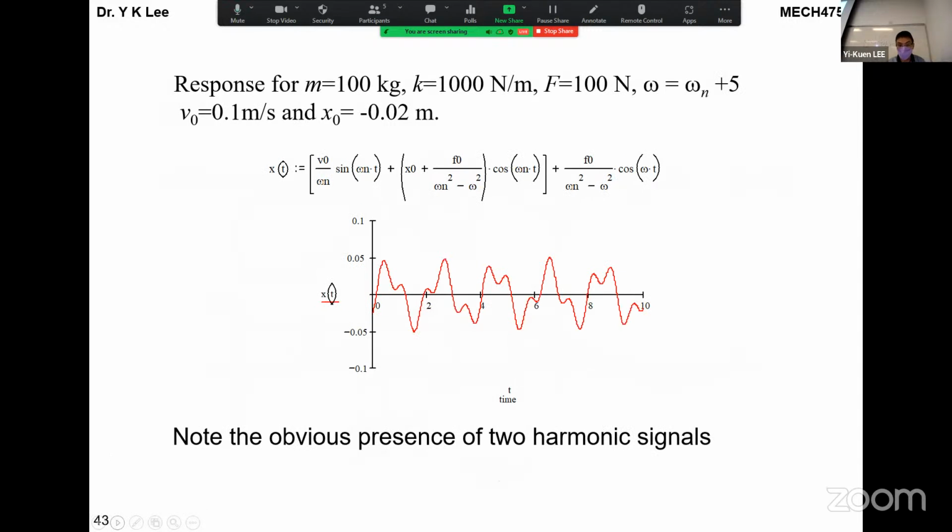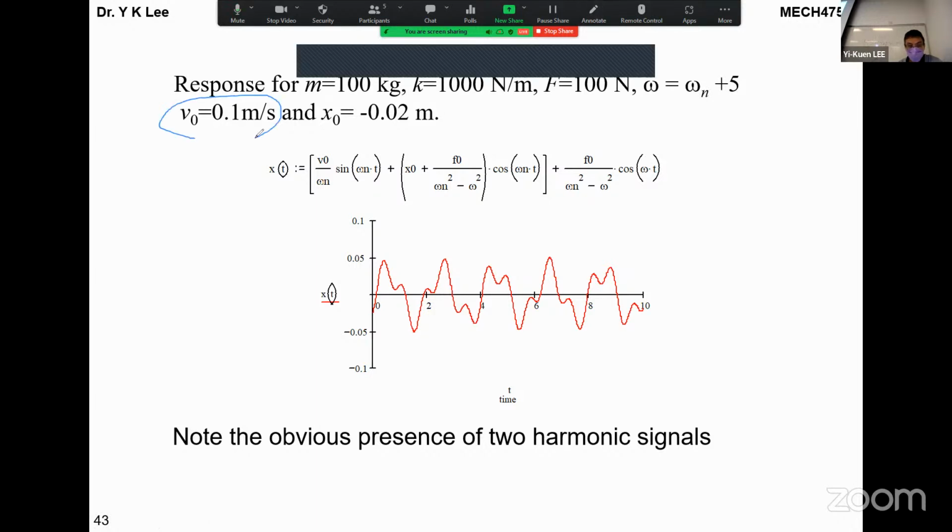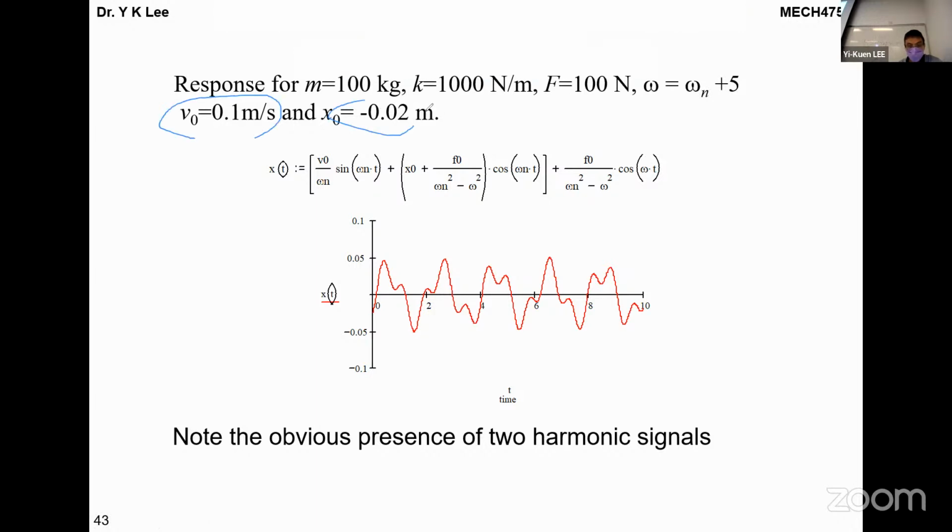Okay, so here this gives you an example of how you can analyze this kind of time response. Given a mass of 100 kg, which may be a car, a spring constant of 1000 Newton per meter, and an applied force of 100 Newton, there's a driving force from the engine, maybe larger than the natural frequency by 5, and the initial condition is a velocity of 0.1 meter per second, an initial vibration.